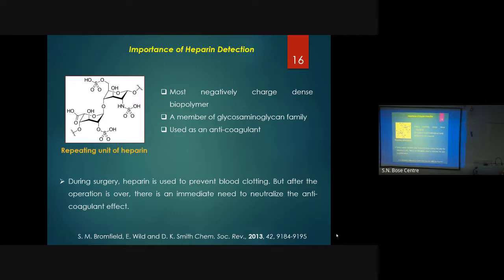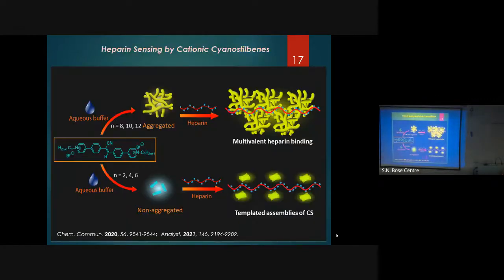And why did we look at heparin? Because it is used as an anticoagulant. That means when you need the blood not to clot, you can add heparin. And there are many complications when you use heparin. Depending on the source of heparin, its activity varies. Its effect on patients also varies from one person to another. So sometimes the exact quantification of heparin is very important, and that's why in recent years people have tried to make fluorescent sensors which can detect heparin in competitive medium. So we thought that we'll use these cationic cyanostilbenes for this purpose.